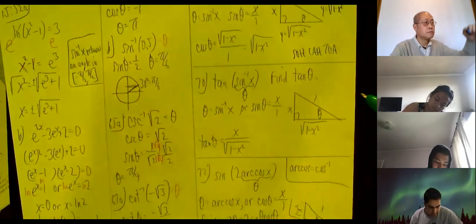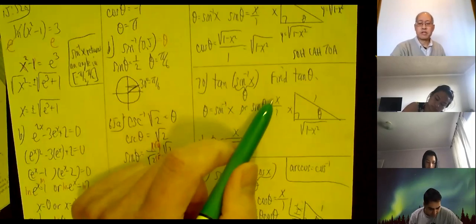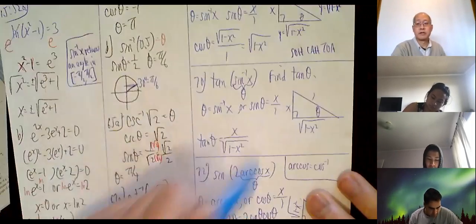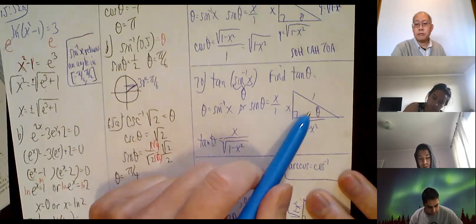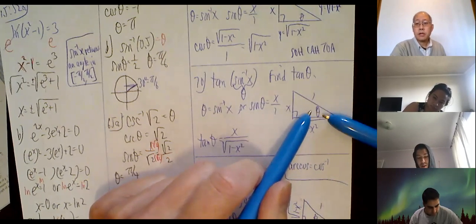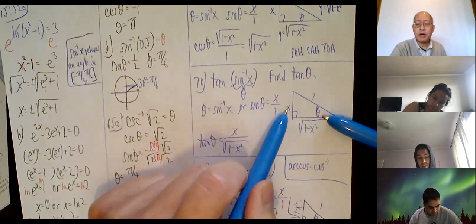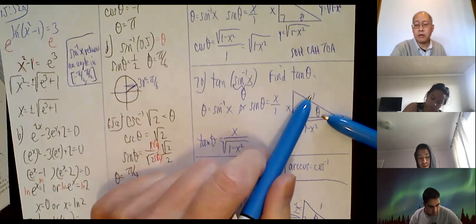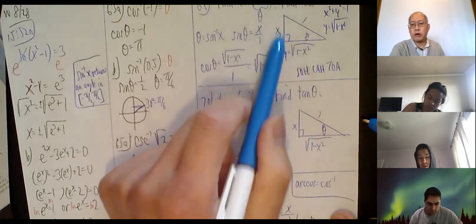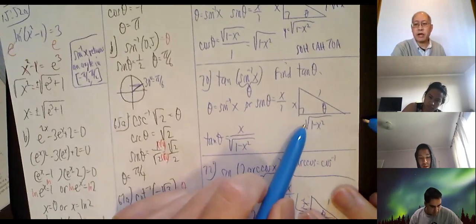Draw my triangle. This one's very similar. Mine turns yellow. Okay, sine is opposite over hypotenuse. So the opposite, I put x. The hypotenuse, I put 1. This turns out to be the exact same triangle, folks. So this is also radical 1 minus x squared.